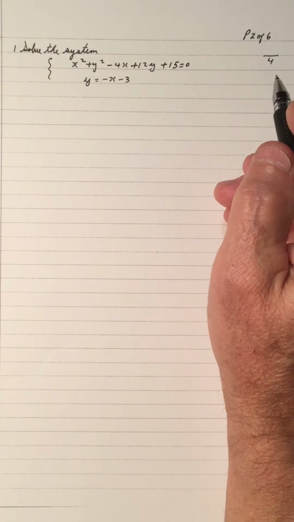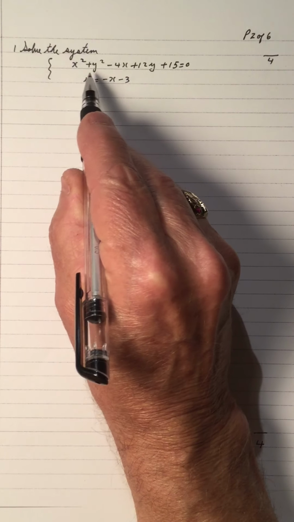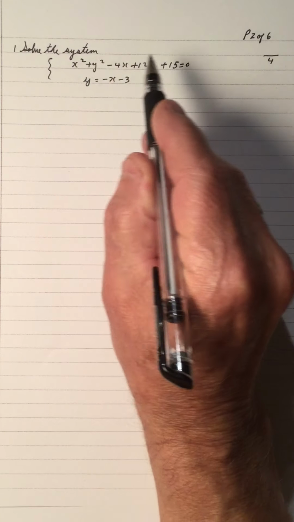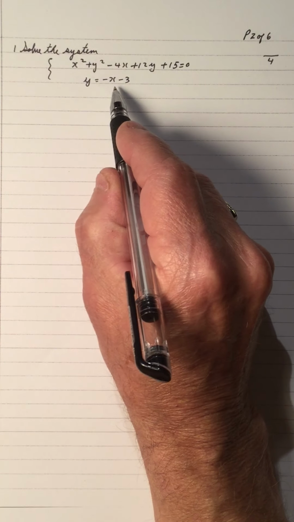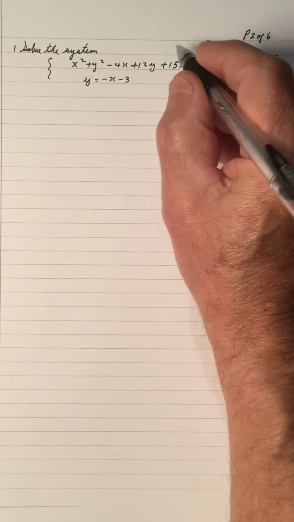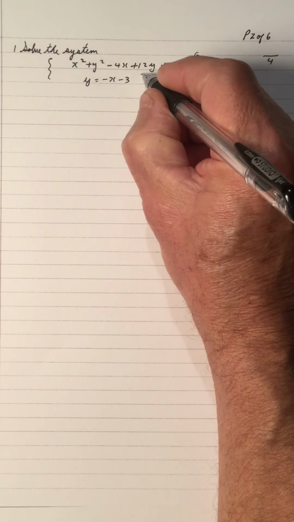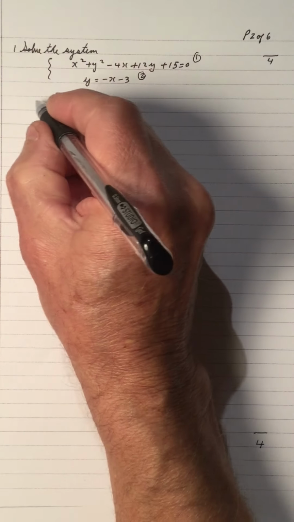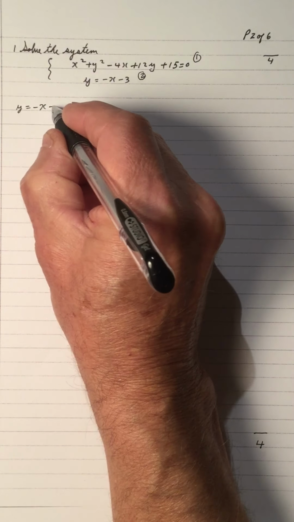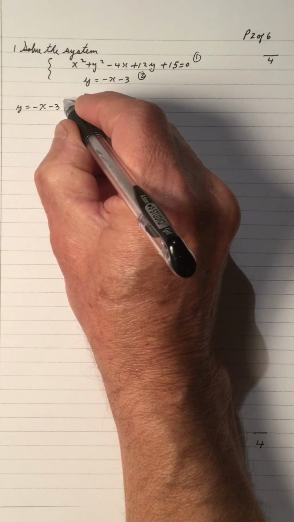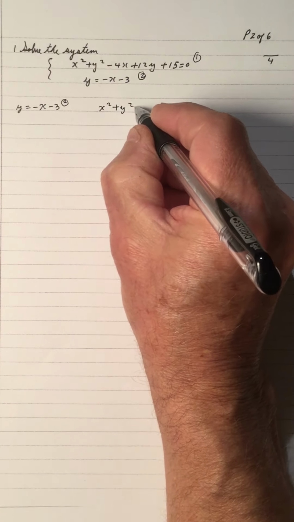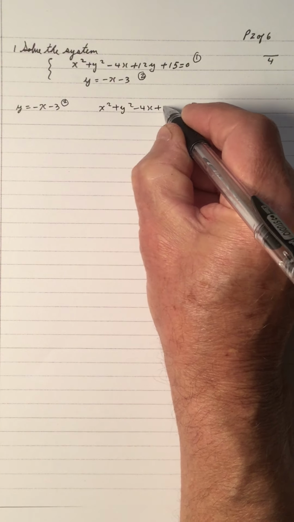Solve the system of equations. Notice this is an equation of a circle in general form because you have an x squared plus a y squared. This is the equation of a line, y equals negative x minus 3. So let's call this equation 1 and this equation 2. So let's take equation 2, which is y equals negative x minus 3. That's equation 2, and we're going to sub that into equation 1. So let's write down equation 1.